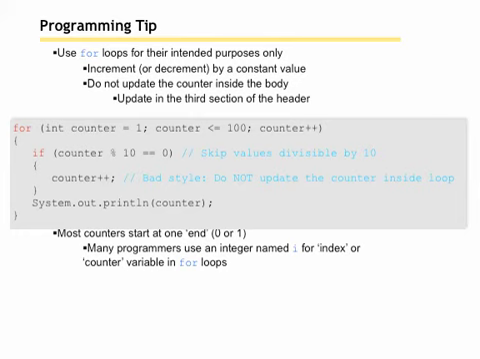Use for loops only for their intended purpose, and increment or decrement by a constant value, such as 1. Do not update the counter inside the body of the loop. It's legal, you can do it, but it's bad style because it makes it more difficult to follow, and it could possibly have your loop not loop the number of times that the user expects or the programmer expects. So always update that loop control variable in the third section of the loop header. Most counters will start or end at 0 or 1, and many programmers use an integer named I for index or counter as the loop control variable in for loops.